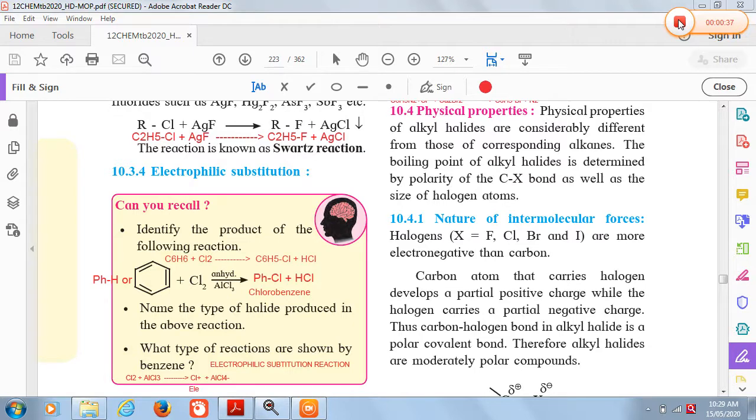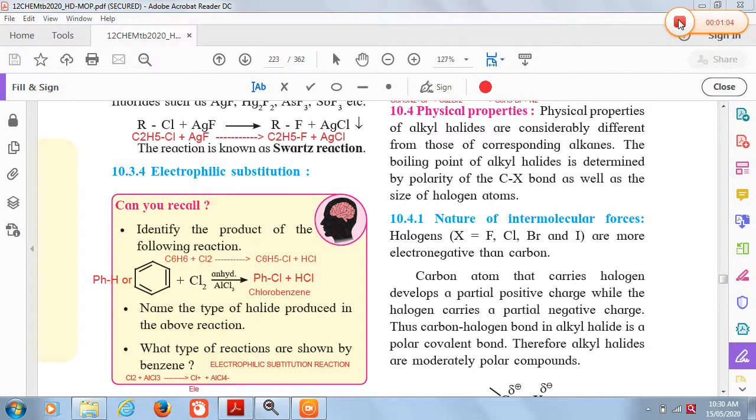means if you observe this C-X bond, the halogen, X, is more electronegative than carbon. So the covalent bond between carbon and this halogen is not at the center, it is slightly towards the halogen. So the halogen, X, carries a partial negative charge and at the same time carbon carries a partial positive charge.